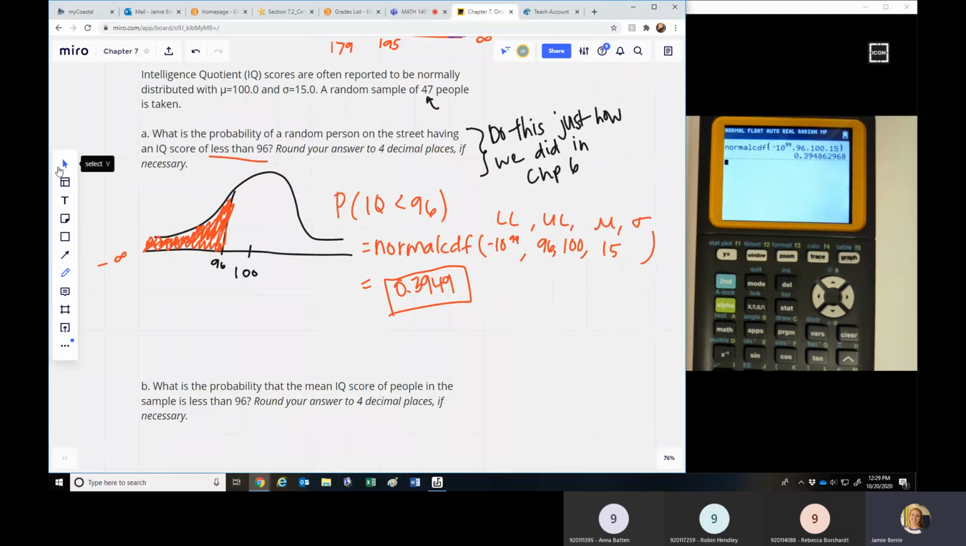Now let's look at part B. They call it step 1 and step 2 in the homework. Now let's notice the difference in this wording. It says, what is the probability that the mean IQ score, you see that keyword in there, mean? What is the probability that the mean IQ score of people in the sample is less than 96? All right, so now we're having to take into account the fact that we're working with this sample of 47 people. All right, so we're going to draw our same little normal curve.